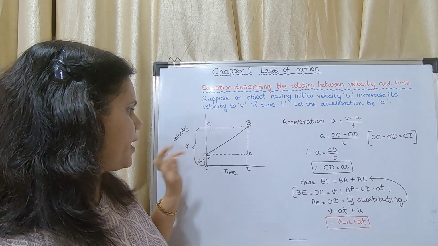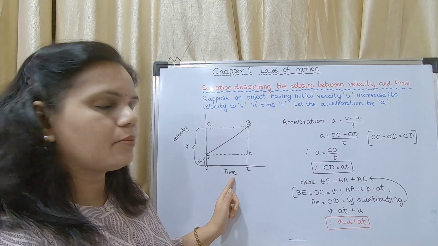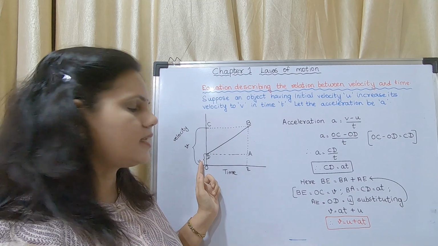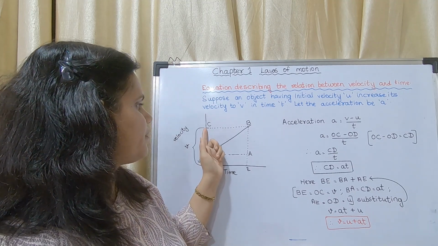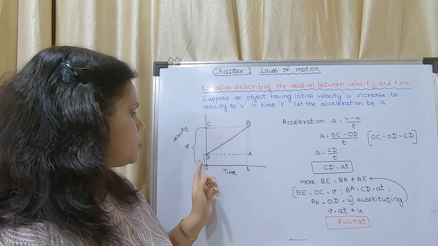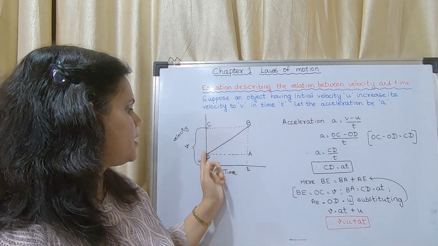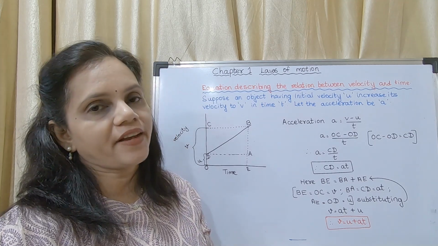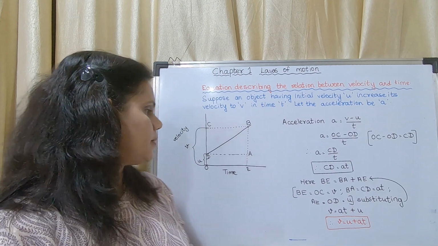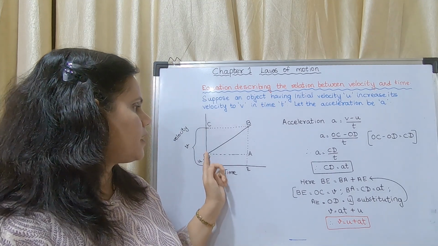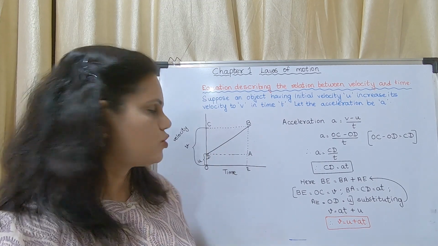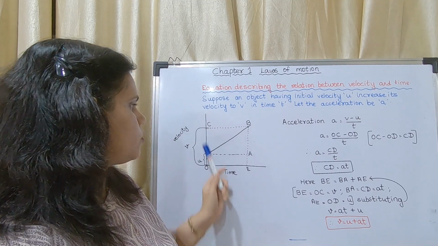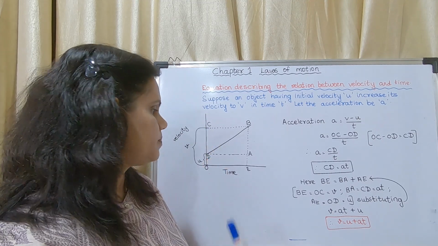Velocity is on the y-axis and time on the x-axis. It is a velocity time graph. The object has an initial velocity u and reaches the final velocity v. The final velocity is OC and the initial velocity is OD. At the beginning the velocity is here, and it increases till here. So OD is the initial velocity and OC is the final velocity.